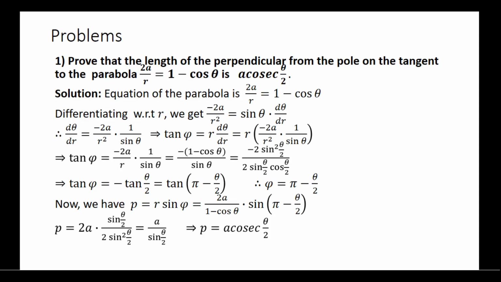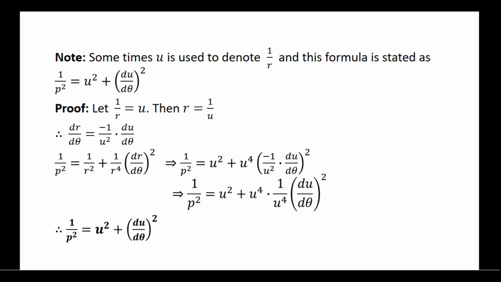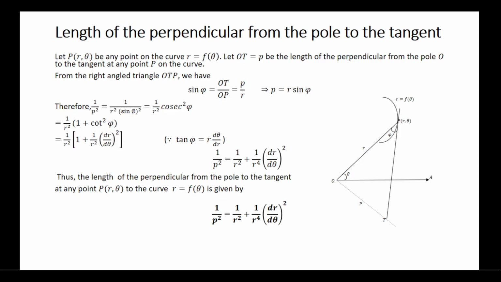So we have to find the length of the perpendicular. As I already told you, in order to solve the problem, we will use this result and this result also. In order to solve this problem, we will use this formula, that is p equal to r sin phi. That means now we have to find the value of phi. So look here.